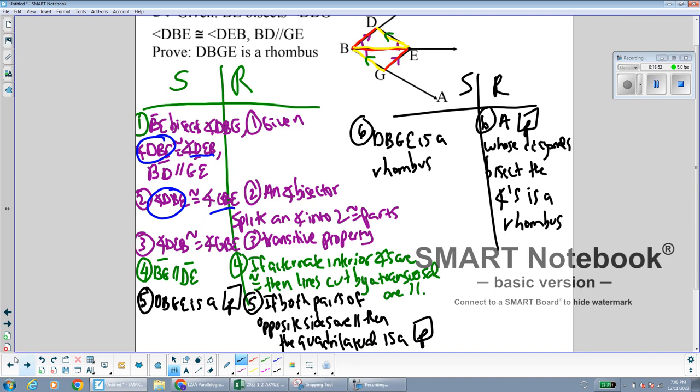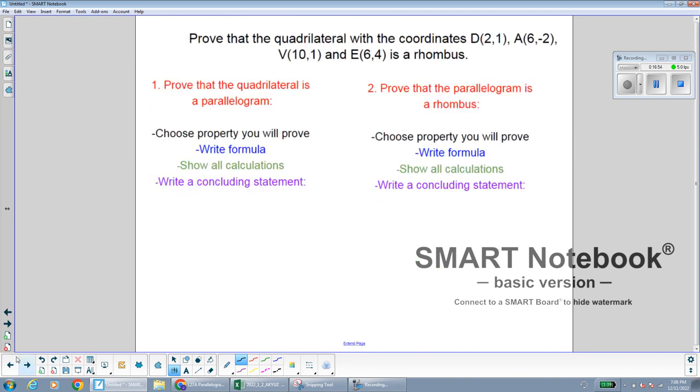The last thing we're going to talk about in this video is coordinate proofs to prove that you have a rhombus. So same thing as with a rectangle. Before a quadrilateral can be a rhombus, it first must be a parallelogram. So if the question just says the word quadrilateral, if it doesn't say parallelogram, then you don't know it's a parallelogram. You actually have to prove it first before you can prove that you have a rhombus.